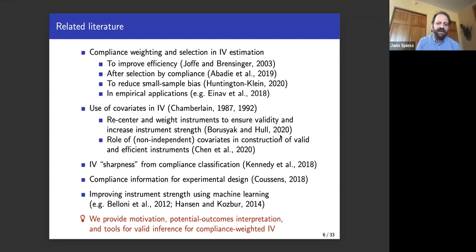And then, of course, we are also very related to the use of machine learning in IV, including work by Damian Kozbur, who is the discussant today, on using rich regression in the first stage.